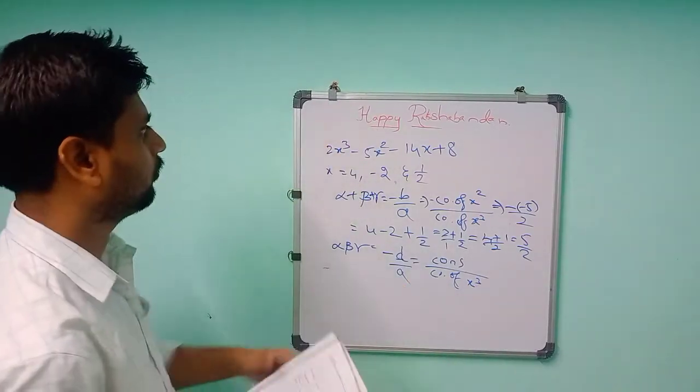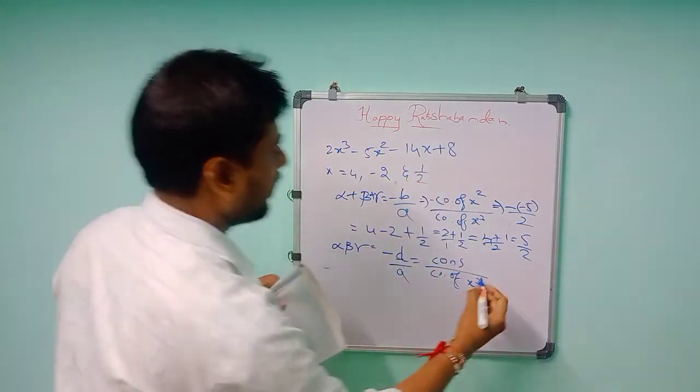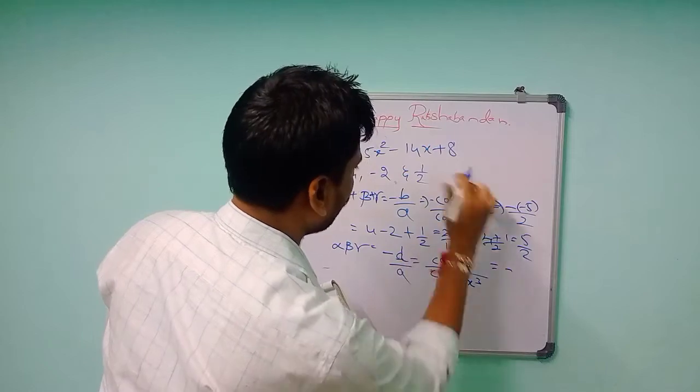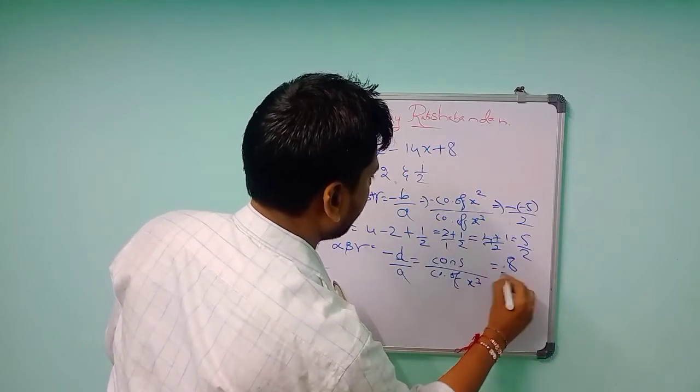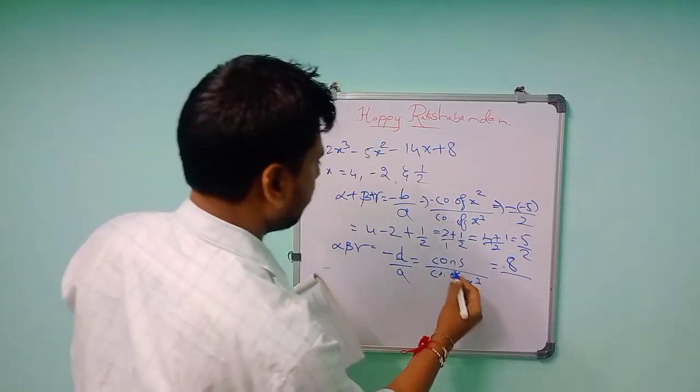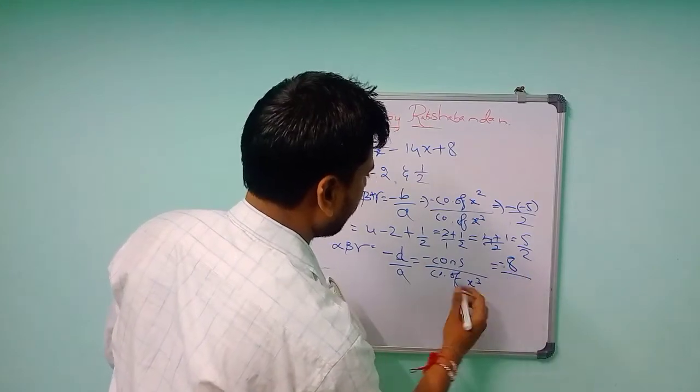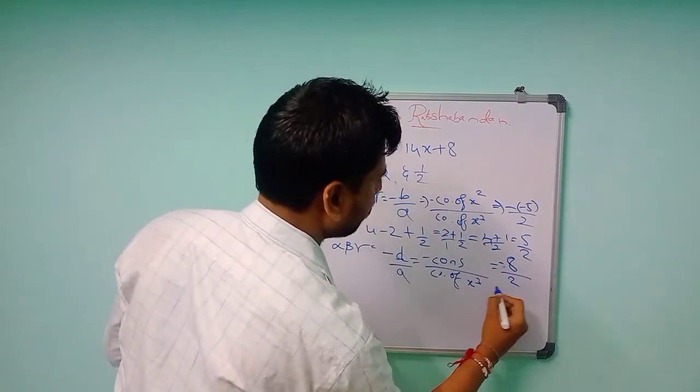So you can try this one also. Here what is d? Minus 8 is there. So minus the constant, minus 8, divided by the coefficient of x cube, which is 2. So the answer is coming minus 4.